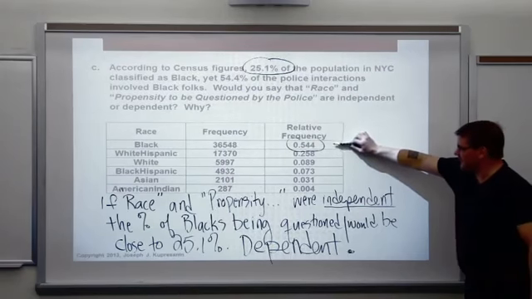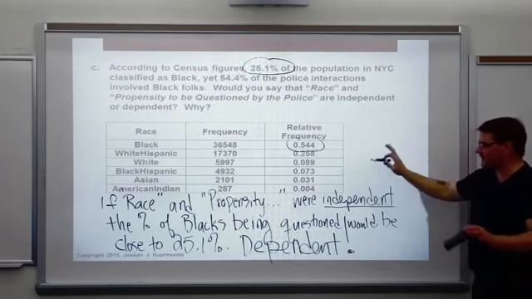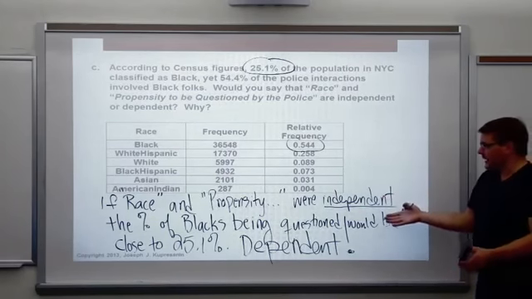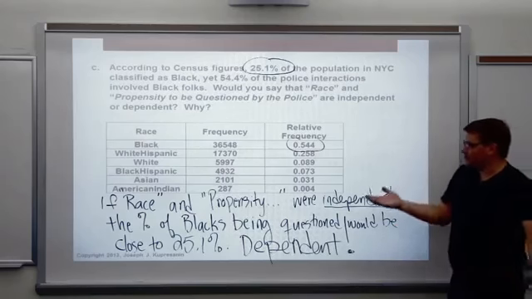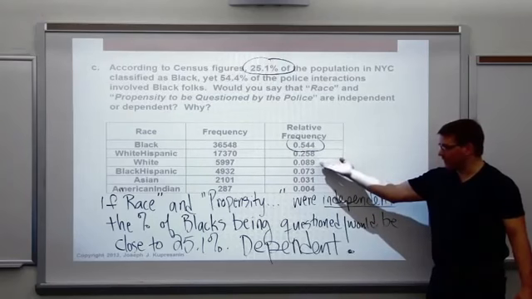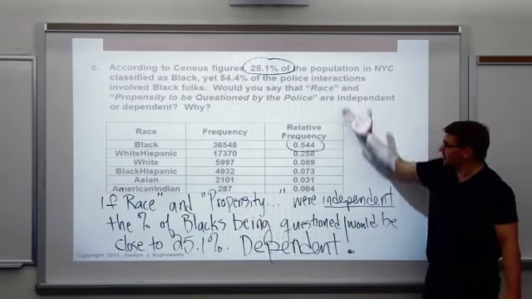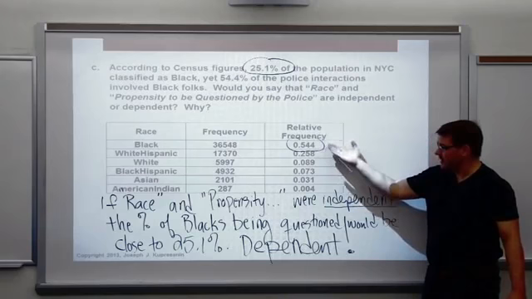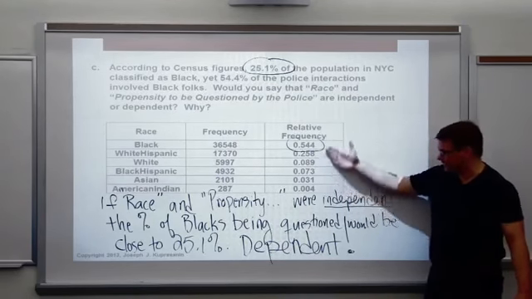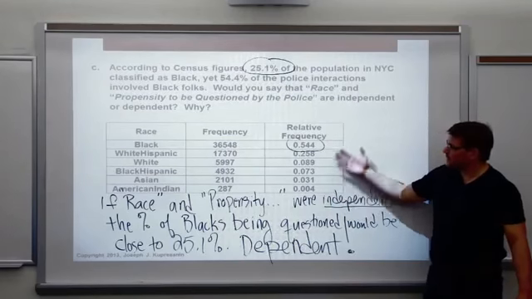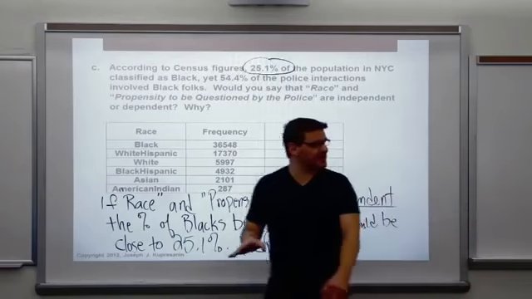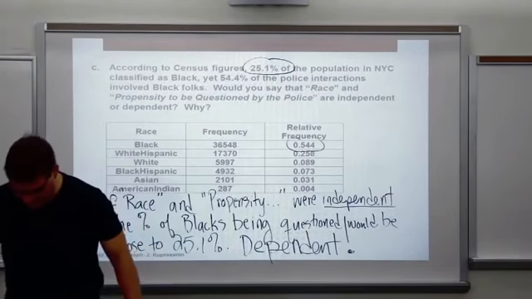If this were independent, then this distribution should look just like the racial distribution in New York City. For instance, if say 40% of New York City is white, then 40% of the police questioning should be of white folks. If 25% of New York City is black, then 25% of the police questioning should be of black folks. But it's not. This probably differs substantially from what the census would tell us. All right. We'll look at a contingency table to wrap this up on the next page.